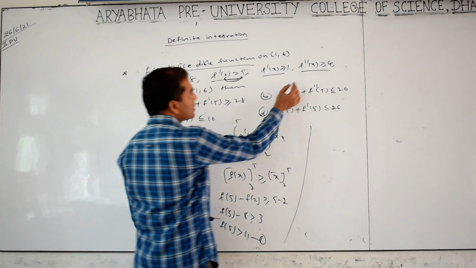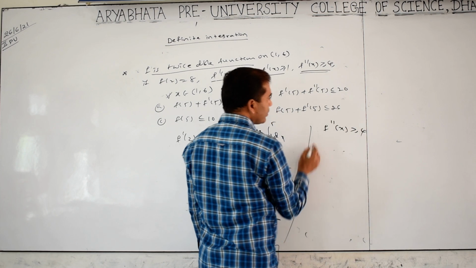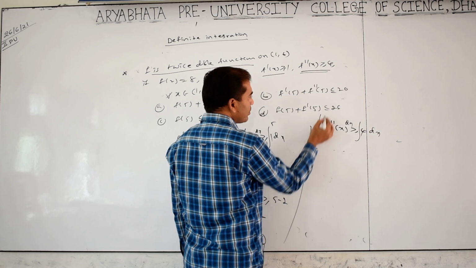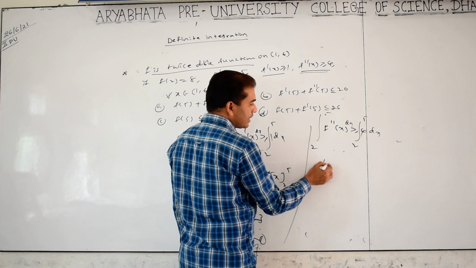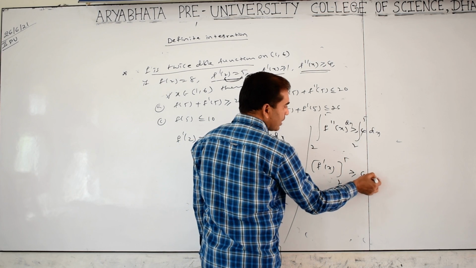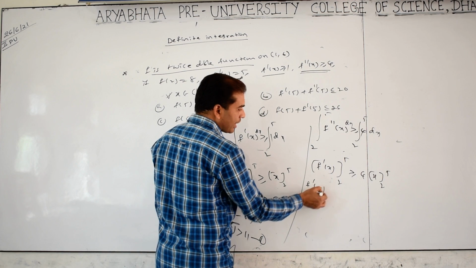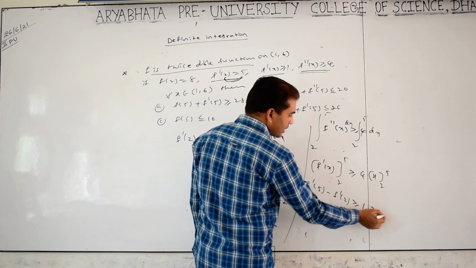Next, coming to this, f double dash of x is greater than or equal to 4. Apply integration again here, dx, with the same limits 2 to 5. The integration of f double dash x is f dash x, from 2 to 5, greater than or equal to 4x, limits 2 to 5. Upper limit f dash of 5 minus f dash of 2 is 4 into (5 minus 2), 4 into 3, 12.